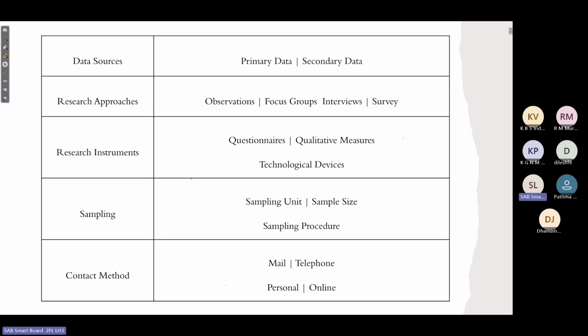One thing in sampling is whether it is individual consumers, a group of consumers, or a family.